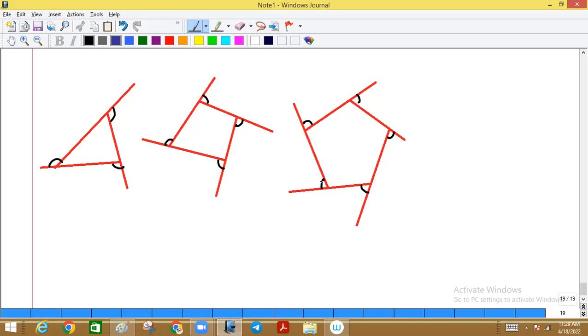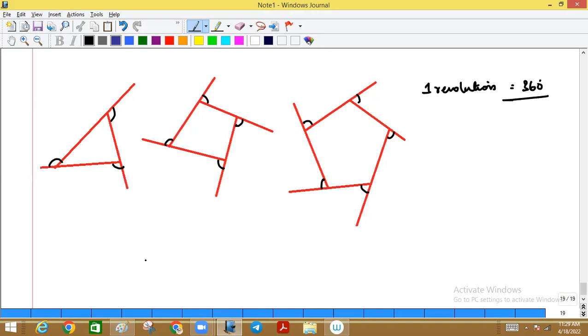It looks like a circle, yes or no? It looks like it is completely revolving. It looks like one complete revolution. What do you mean by one complete revolution? One revolution is 360 degrees. Therefore, what is the sum of exterior angles of an n-sided polygon?